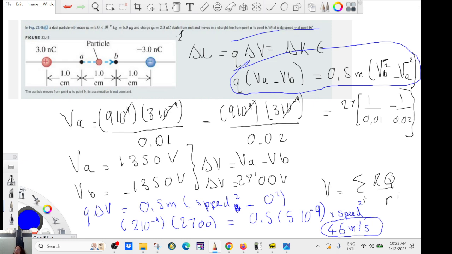Do you agree? So for test number 2, always a question about that. You just have to apply it. It's very simple. Change in potential energy equals the change in kinetic energy. Because you have a lot of applications.